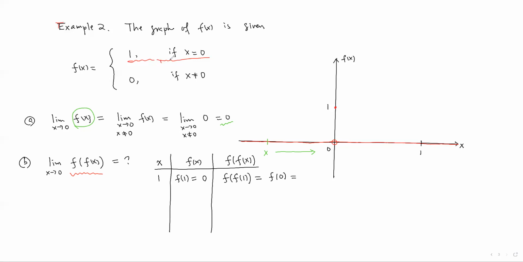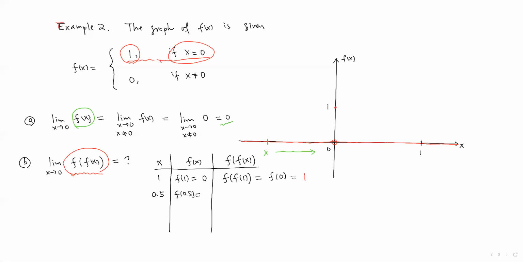Here, when x is 0, the function value is 1. So this is 1. When x is 1, this is also 1. Now, second point: x is closer and closer to 0. How about I pick 0.5? 0.5 is closer to 0 than 1. Now let me determine the function value at 0.5.